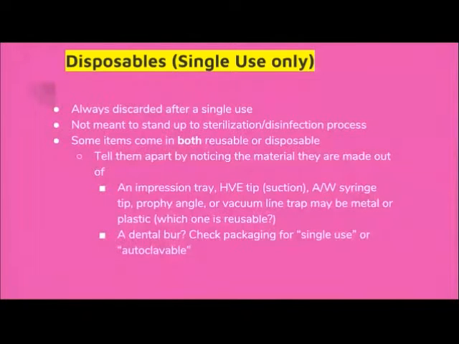And then we talk about our disposables, the things that are single use only. And there are many items in the dental office that are given as disposable, and there are some that are both disposable or reusable, and it depends on the material that they're made out of. So an example that I use often is an impression tray. So an impression tray, if it's made of metal, is meant to be sterilized after use and reused again. An impression tray made of plastic is meant to be thrown out after use.